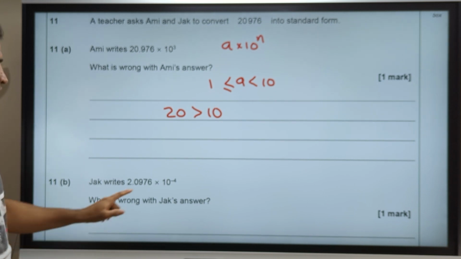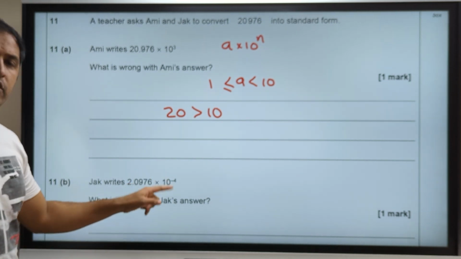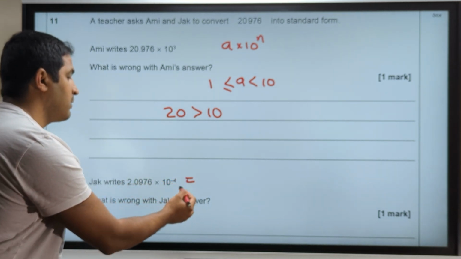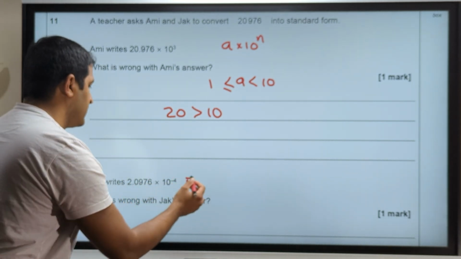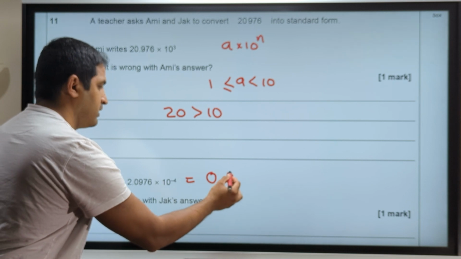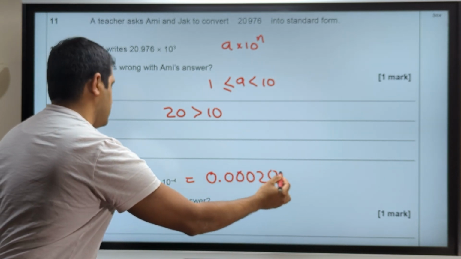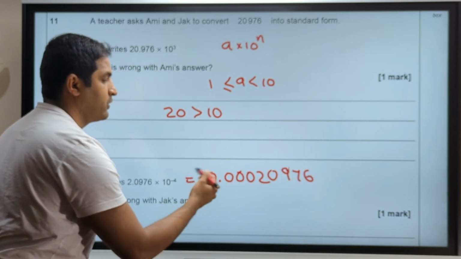So what's wrong with his answer? When you have 10 to the power minus 4, it means you're dividing by 10 four times. So if you want to write this as an ordinary number, it will turn out to be 0.00020976, which is not correct.